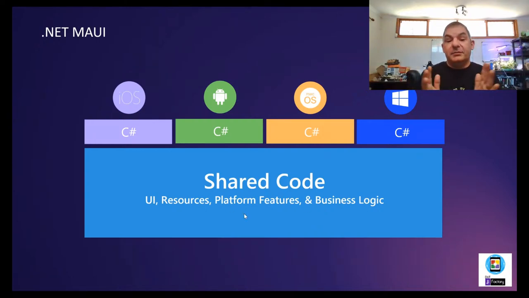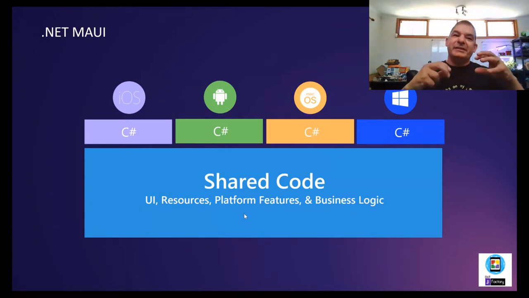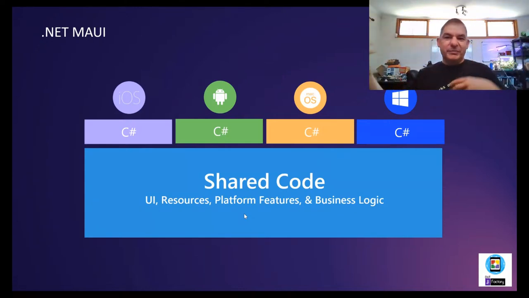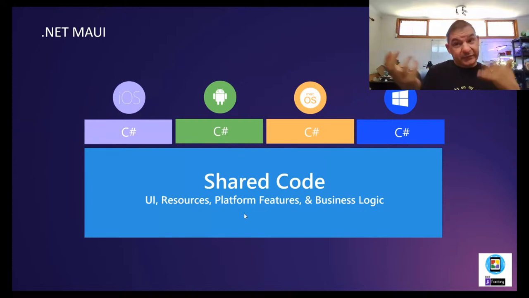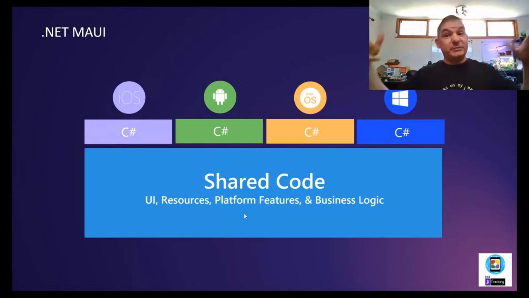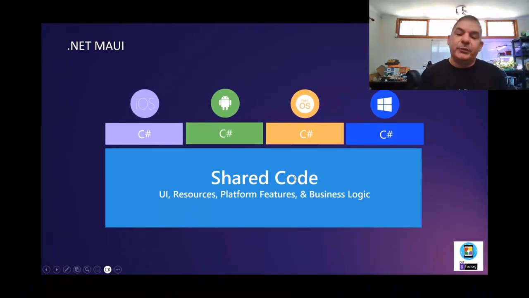It can also be unified communication to things like accelerometers on a device or GPSs. Weirdly, you would think that there's a unified pattern on all these devices where GPS would work. It's not. It works differently on iOS to Android to Windows and things like that. But what MAUI's also done is unified APIs to make those type of things easy as well.